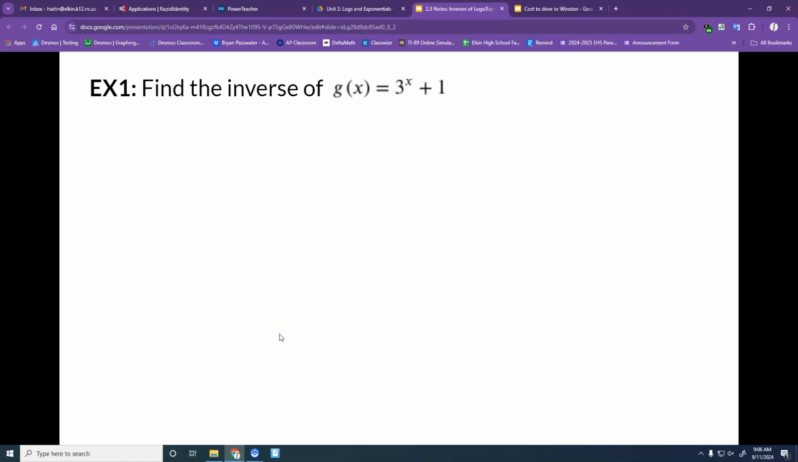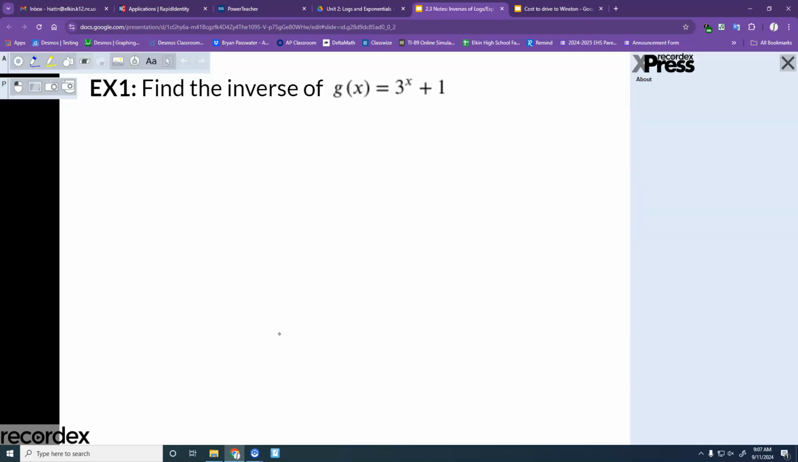So if we want to find the inverse of g of x equals 3 to the x plus 1, we are going to start, this right here is like our y. We're going to start by switching our x and our y's. So we're going to have x equals 3 to the y plus 1. Okay, so you guys write this down so you got some examples to look back at.